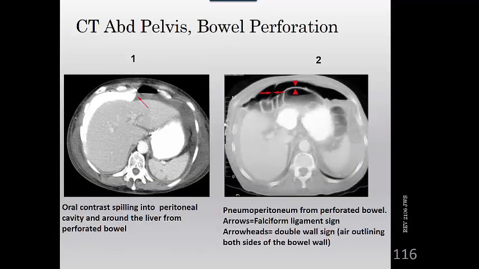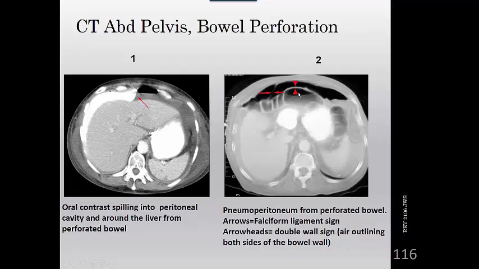All right, so this is an example of bowel perforation. Over here, oral contrast is spilling into the peritoneal cavity, and it's lining the liver from the perforated bowel, all this bright area here. And then over here you have a pneumoperitoneum from the perforated bowel.